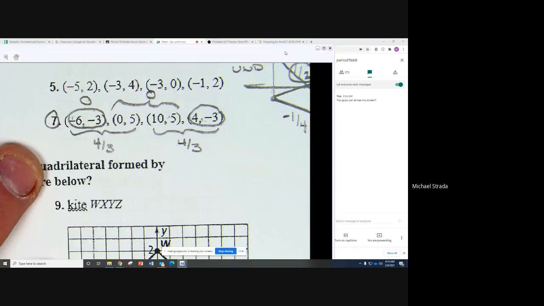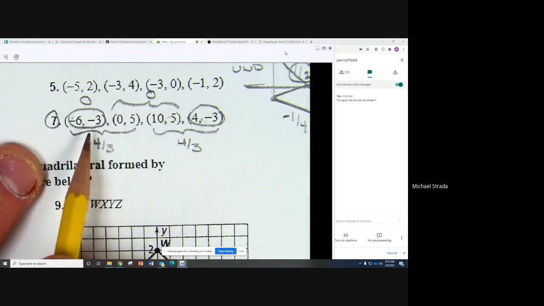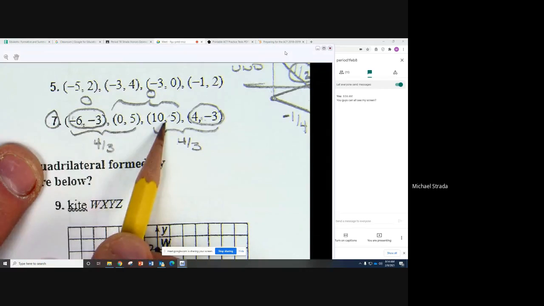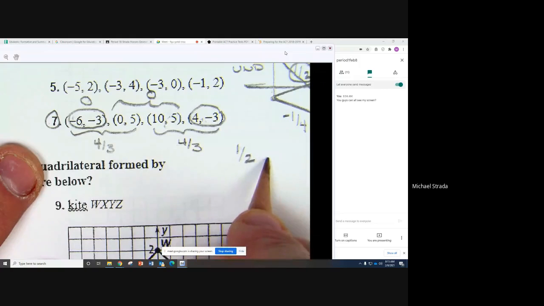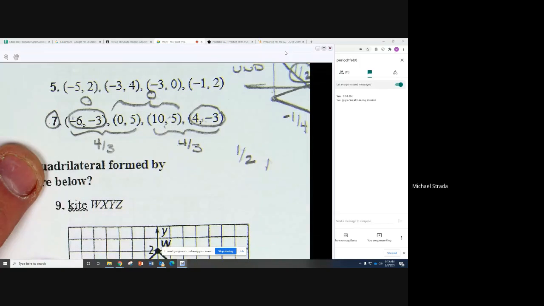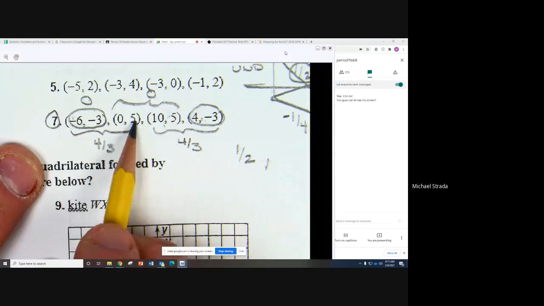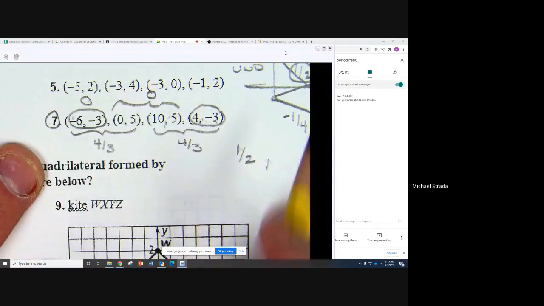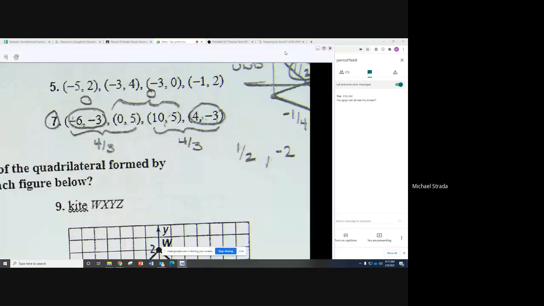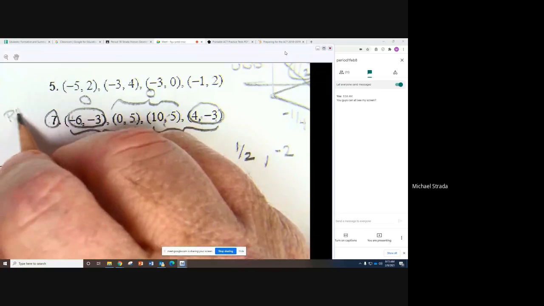The diagonals are alternating vertices. So I've got to do -6, -3 to 10, 5. Everybody okay with that? That's going over 16 and up 8, so that has a slope of 1/2. And then I've got to do the second with the fourth. So 5 to -3 is going down 8. 0 to 4 is going over 4, so that's -2. Are they negative reciprocals of each other? Yes. So number 7, ladies and gentlemen, is a rhombus.